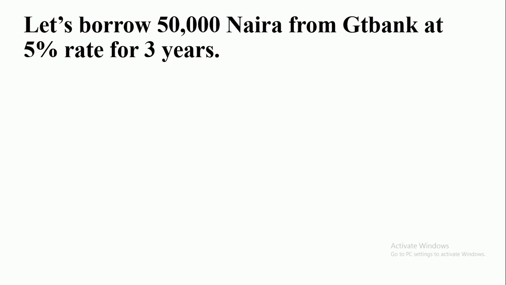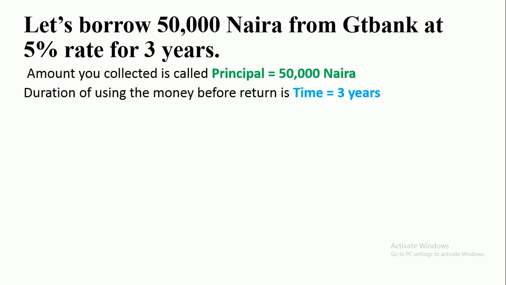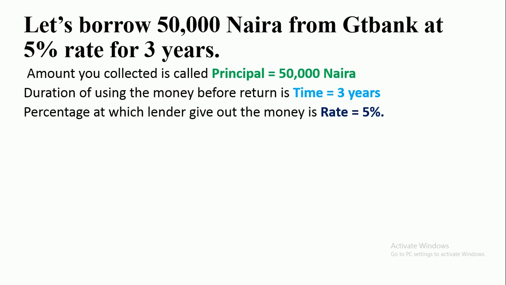Let's think of a situation whereby you want to borrow 50,000 naira from GT Bank at 5% rate for 3 years. You might be wondering, what is the meaning of all this? Wait, you understand now. That amount you are seeing that the bank is about to give out to you is 50,000. It's called principal. The duration at which you want to use the money before you return is time, 3 years. And the percentage at which the lender wants to give out the money to you is 5%. And that is the rate.